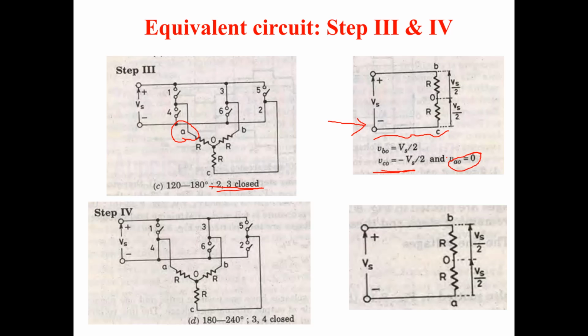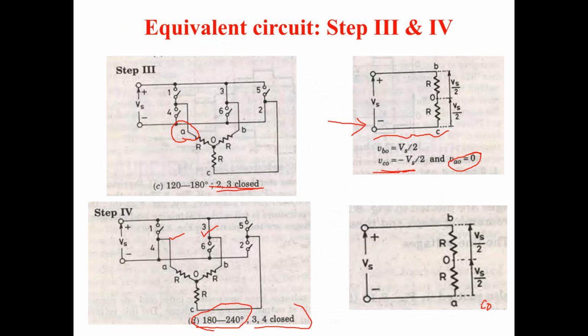VA naught will not be conducting. And for step 4, from 180 to 240, thyristors 3 and 4 will be conducting. So here it is closed. Thyristor 3 and 4, and here it will be A and B. Similarly, C naught will be closed and is not conducting. This is for the step 4 thyristor.